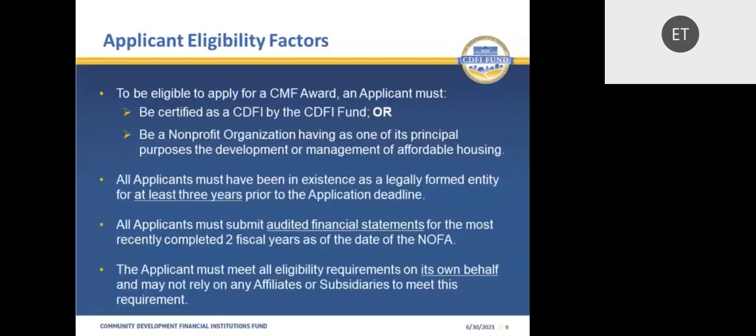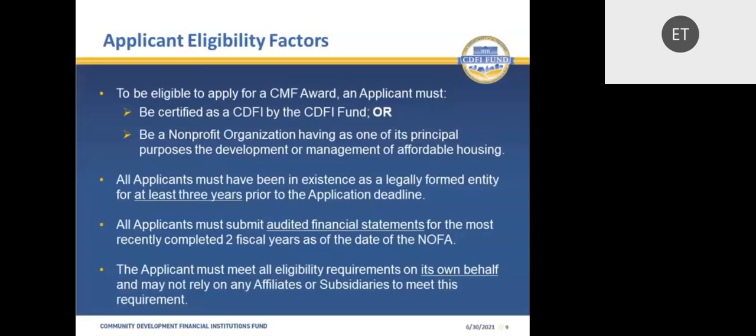So who is eligible to apply? To be eligible to apply for a CMF award, the applicant must be a certified CDFI by the CDFI Fund or be a nonprofit organization that has as one of its principal purposes the development or management of affordable housing. So those are the two avenues.